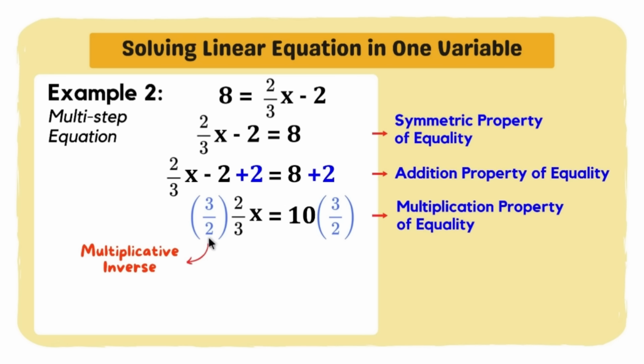So, 3/2 times 2/3. Pag pinag-multiply natin yan, 3 times 2 and then 2 times 3, it will be 6/6. Dito naman, 10 times 3 is 30 divided by 2. It will be like this, 30/2. Okay, we can now simplify this. We can now cancel out yung 6 tsaka 6 dito. Kaya magiging 1 na po siya. So, x will now be 30 divided by 2 is 15. Okay, ito na po yung ating final answer. So, we have here a multi-step equation.